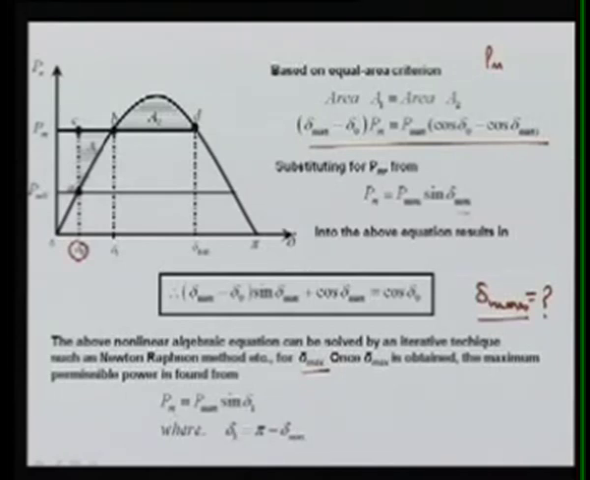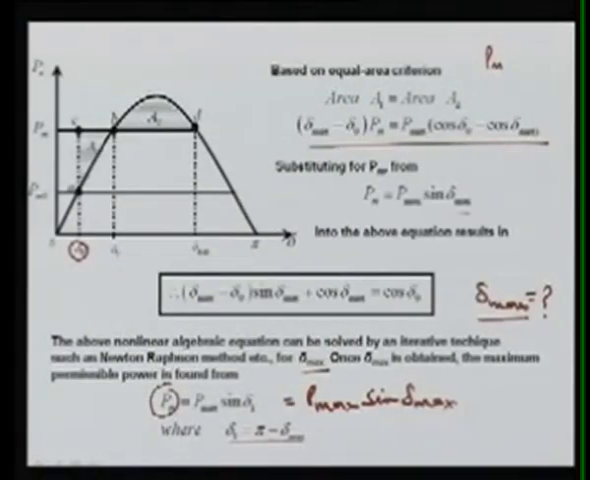Here delta 1 is pi minus delta max, or you can simply write P max sin delta max. So this will be the maximum power that you can load above this PM naught without losing stability. This is one way to determine how much you can load suddenly. If you are increasing the load continuously, then your maximum loading is up to P max.